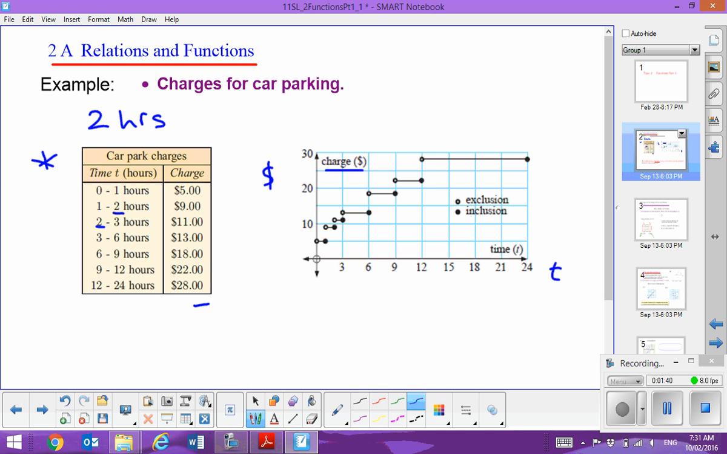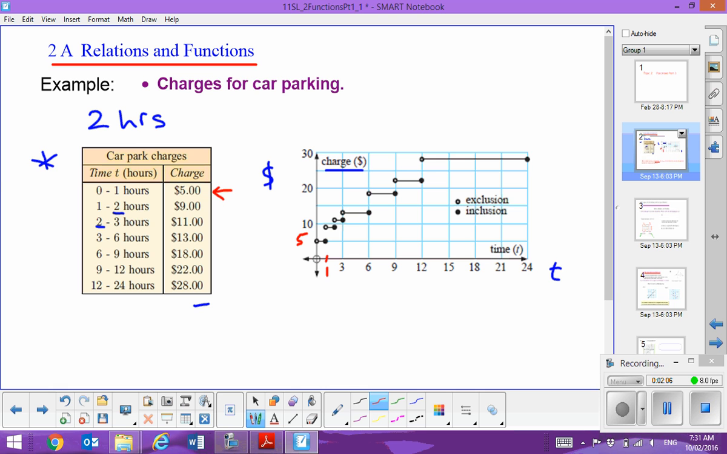So we can see that when we were doing just 1 hour, up to 1 hour, it's going to be charged $5. In our graph here, we can see up to 1 hour, the charge is $5. So whether you're there for 1 minute, 50 minutes, 59 minutes, we're going to be charged $5.